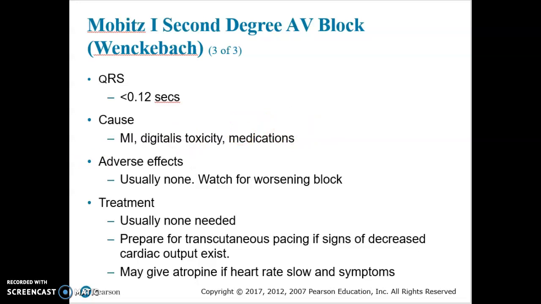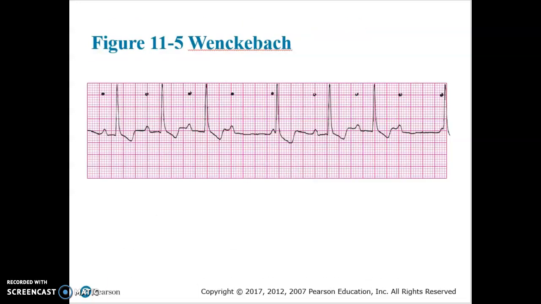With Wenckebach, we usually don't need to treat it. We may prepare for transcutaneous pacing if the person starts experiencing a decreased cardiac output, and if the heart rate gets too low, we may give atropine. We may give atropine if a pacemaker is not immediately available and the patient is symptomatic, but most of these patients just require observation.